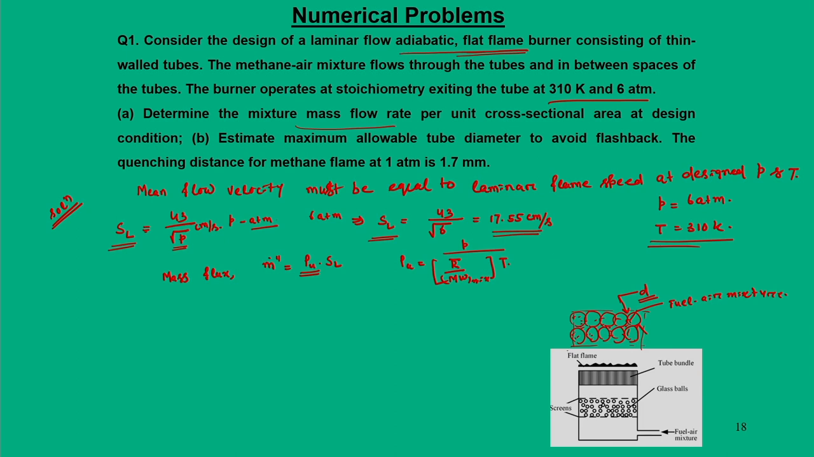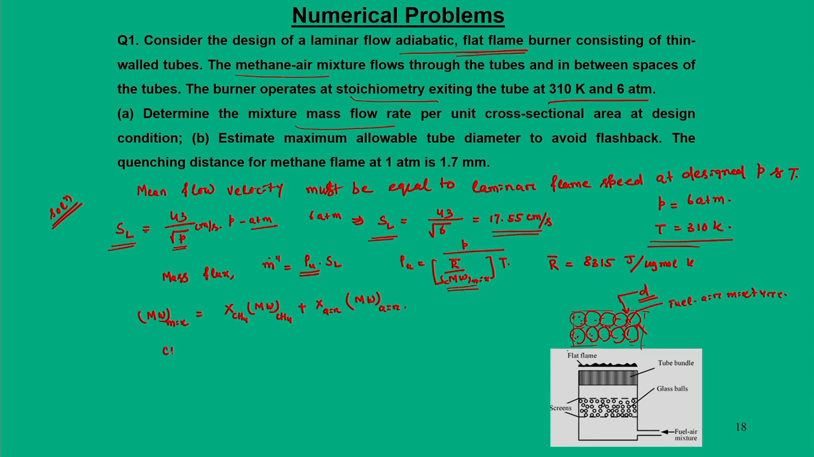T is given, R bar is 8315 joule per kg mole Kelvin. Then what we do not know is the molecular weight of the mixture. So, basically it is a methane air mixture. To find this, the molecular weight of the mixture is xi of CH4 into molecular weight of CH4 plus xi air, the mole fraction of air, into molecular weight of air. To do that, we recall the stoichiometry.